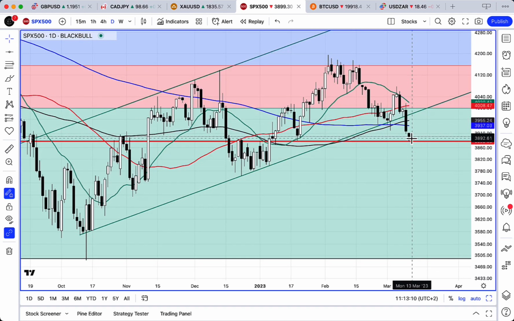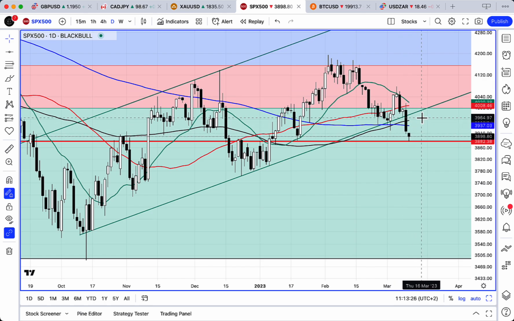The first target then would be the underside of this channel trend line, which would be normal for a breakout and a retest. But I expect that if we get there, we are in danger of this moving back up inside the channel and this turning out to be a false break.